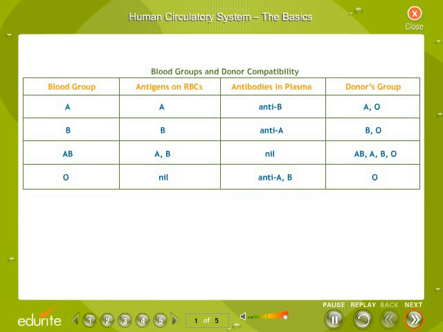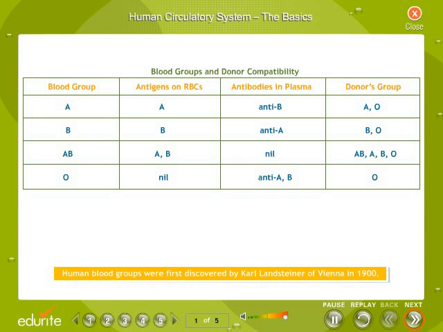Human blood groups. Human blood groups were first discovered by Karl Landsteiner of Vienna in 1900. ABO and Rh blood group systems are widely used all over the world.